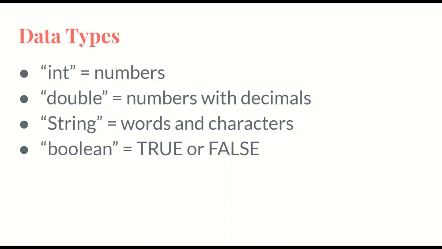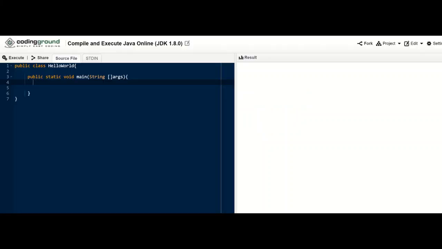There are also strings, which are words and characters, anything that is not a number, and booleans, which are either true or false. So now we go back to the code, and the first thing we are going to do is create an integer. So that is by typing int.